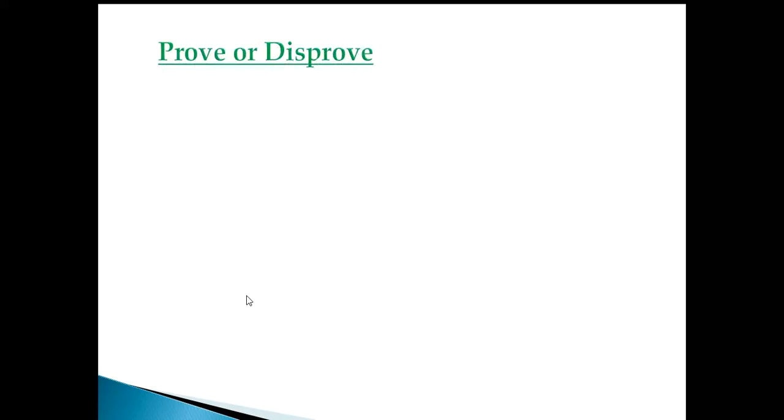Now we come to the next point: prove or disprove. Suppose you need to prove this, that P implies Q, with the sign of equivalence, is equivalent to P and negation of Q. You have to check whether this is equivalent or not.